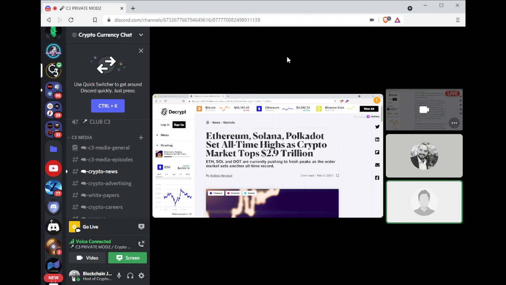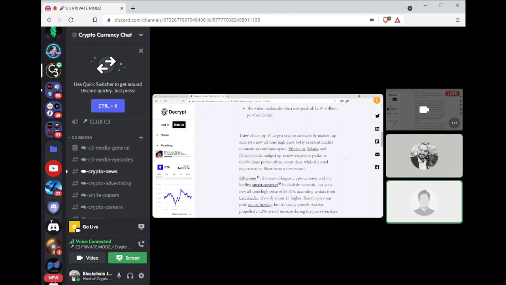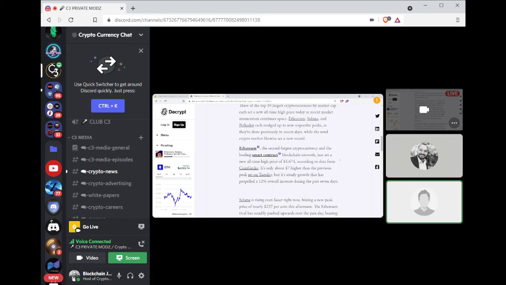Three of the top 10 largest cryptocurrencies by market cap each set a new all-time high price today as recent market momentum continues apace. Ethereum, Solana, and Polkadot each nudged up to new respective peaks, as they've done previously in recent days, while the total crypto market likewise sets a new record.